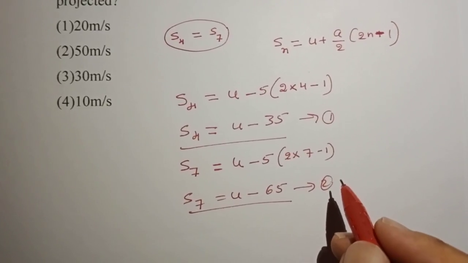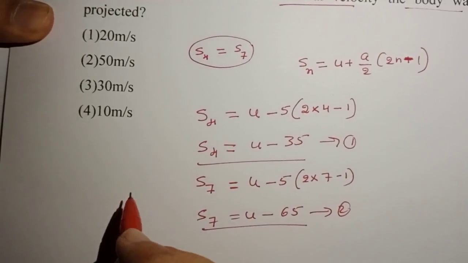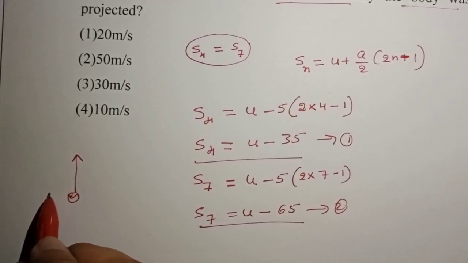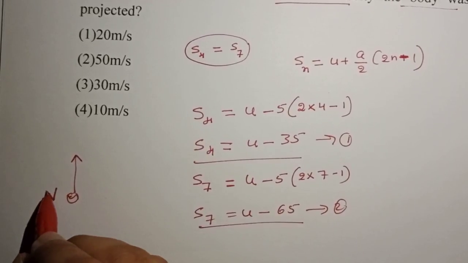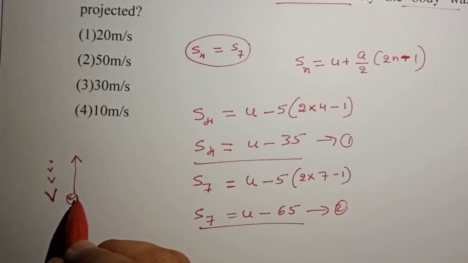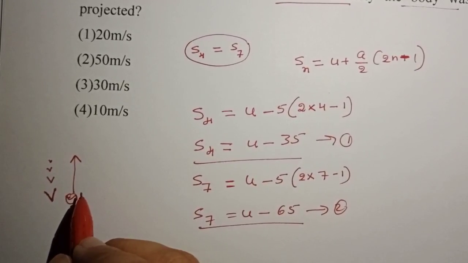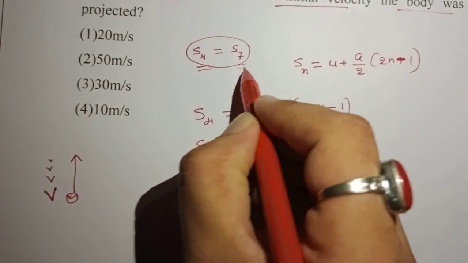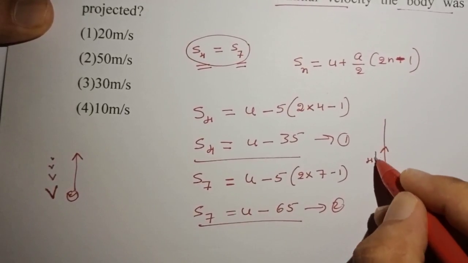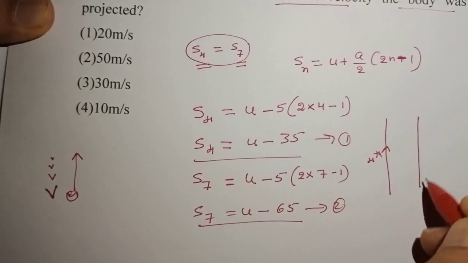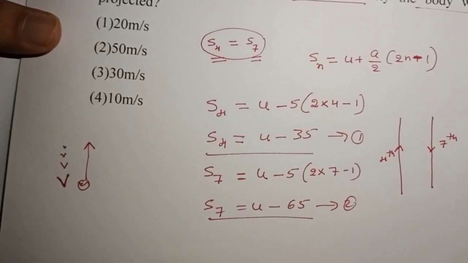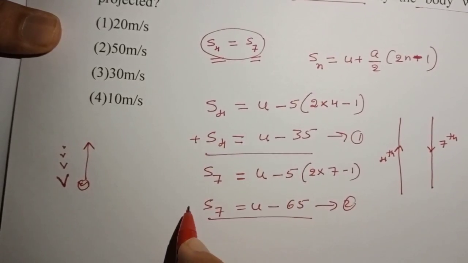Now what we have to observe is, if the body is going only upwards, what happens? The velocity, or the speed with which the body is going, keeps on decreasing. So if the body is going only upwards, it is not possible for the body to cover equal distances in the 4th and 7th second. Then we should understand that definitely during the 4th second the object is going upwards, and during the 7th second the object is coming downwards. So here S4 is taken as positive, S7 is taken as negative.